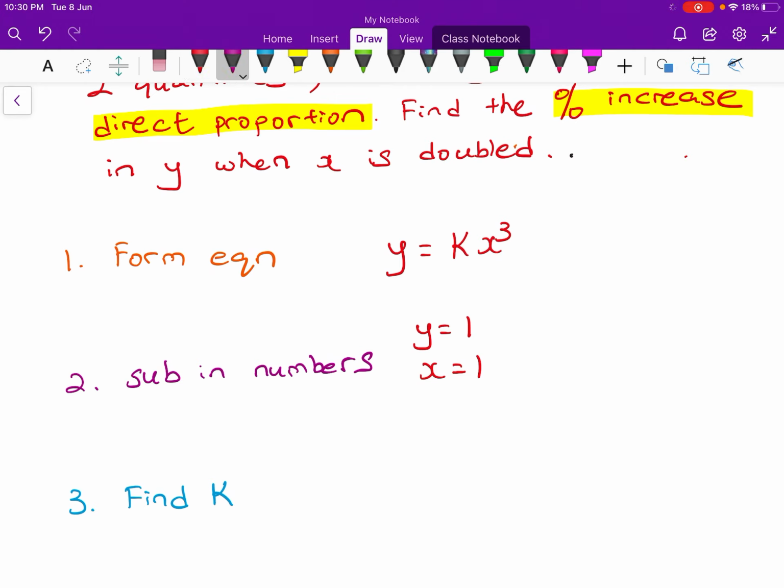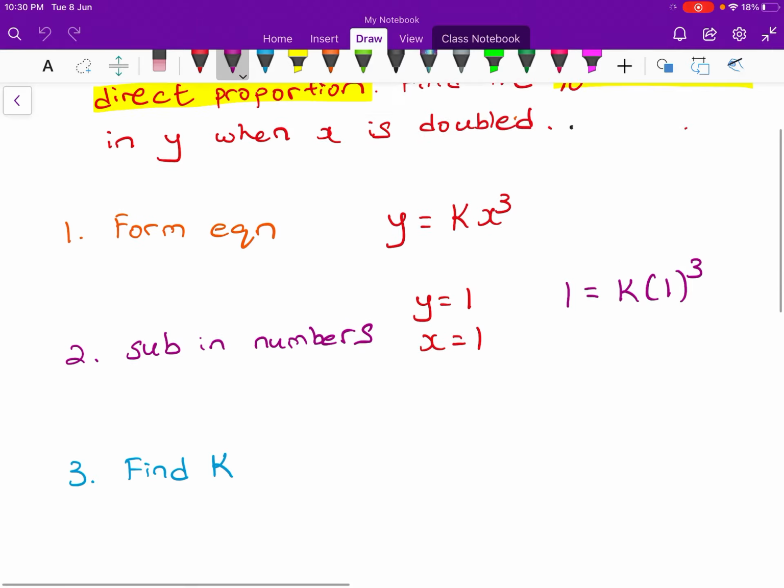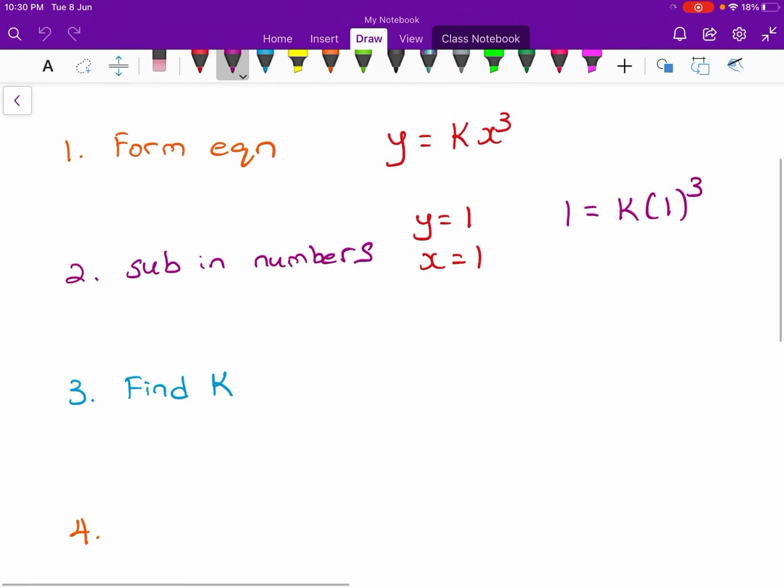So let's put 1 equal to k times 1 cubed. Next, find your k. This one is easy. Your k is simply 1.